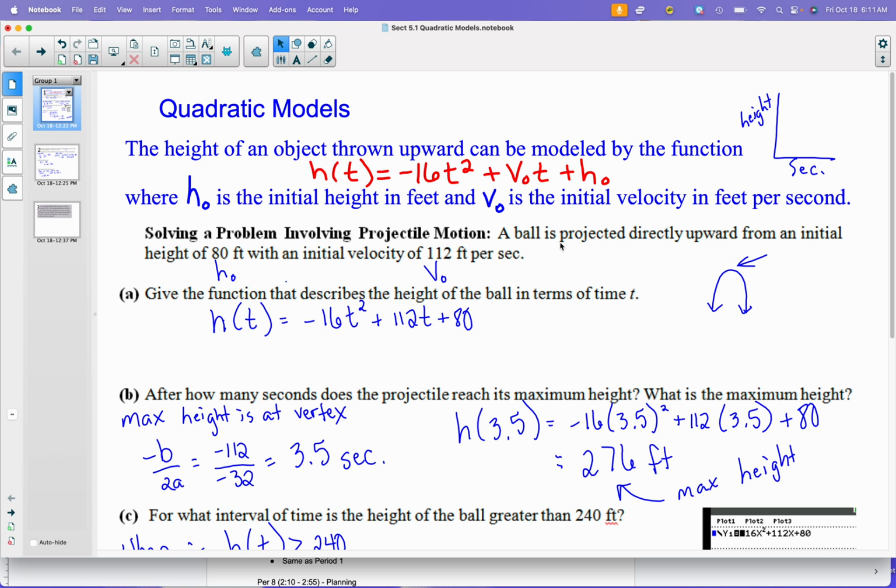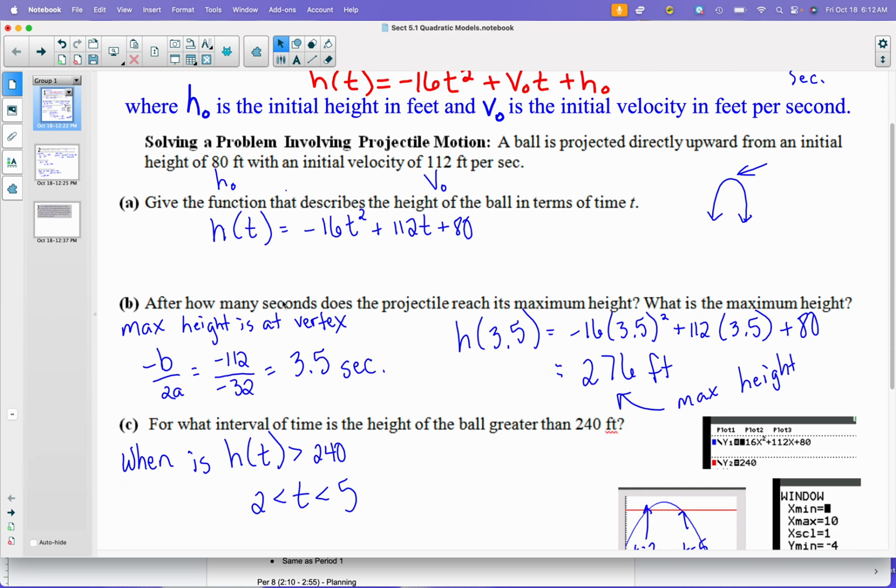So then you have this situation: a ball is projected directly upward from an initial height of 80 feet with an initial velocity of 112 feet per second. So that's telling me H naught is 80, so I filled that into the equation, and V naught is 112. Now, if you think about the shape of this graph, notice it's negative and it's a quadratic. So I expect to see a picture that looks something like this.